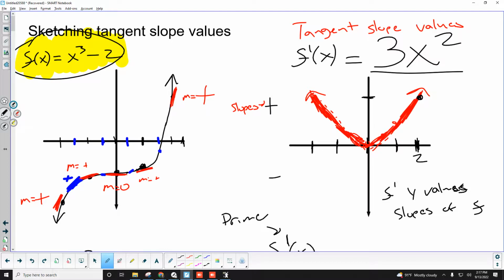And Newton's like, sweet, I can find any tangent slope to x cubed minus 2 that I want like that. For example, at 2, Newton found the number that we found using a calculator. How did he get 12? We used the calculator to get 12. How did he get 12? Tell your neighbors, this is important.